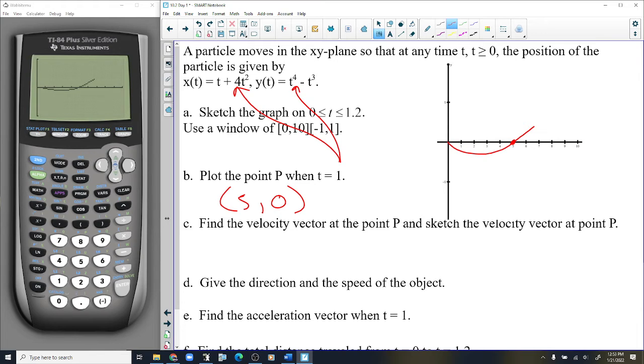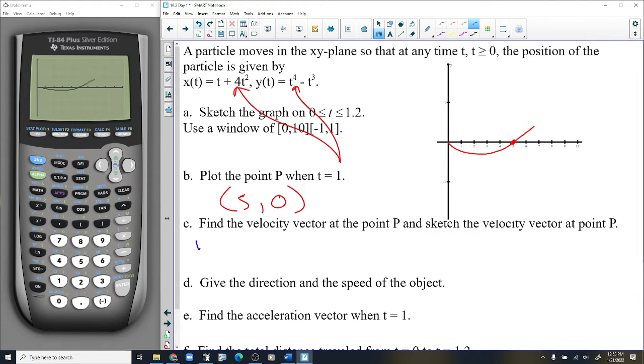Find the velocity vector at the point P and sketch the velocity vector at point P. Well, if we said, what's the direction this particle is going when it's right there, we'd probably do this. That's the direction it's going, at least for that brief moment of time. And right down at the bottom, it's probably going horizontal for a brief moment of time. So I'm expecting the velocity vector to do something like that.